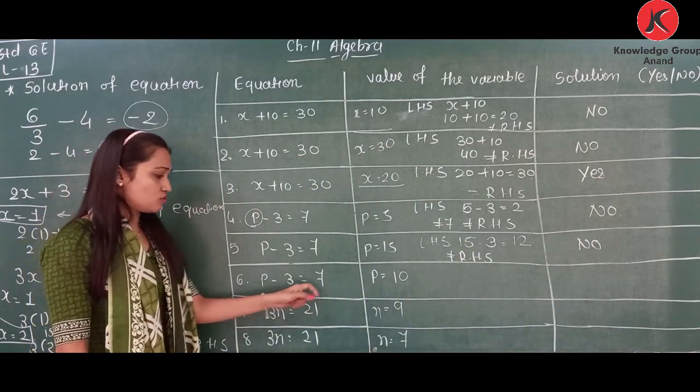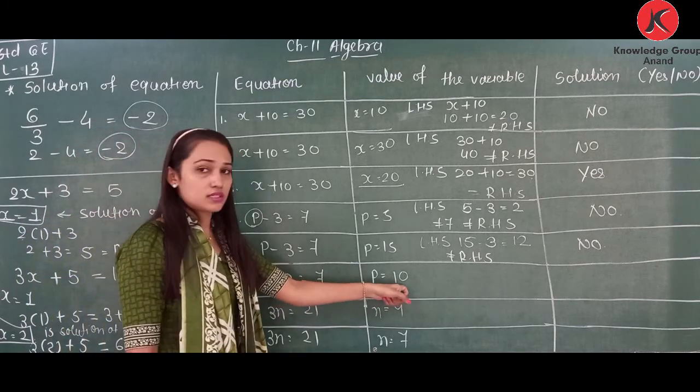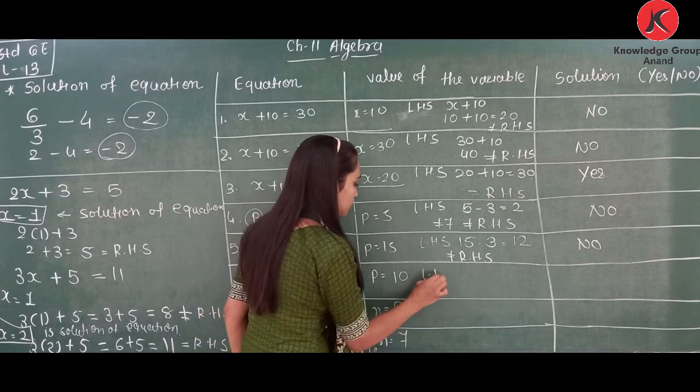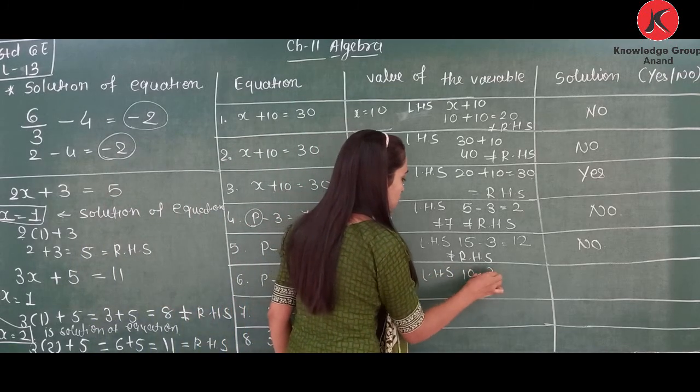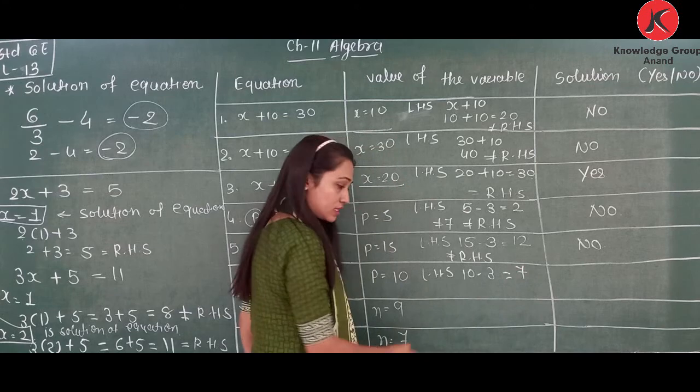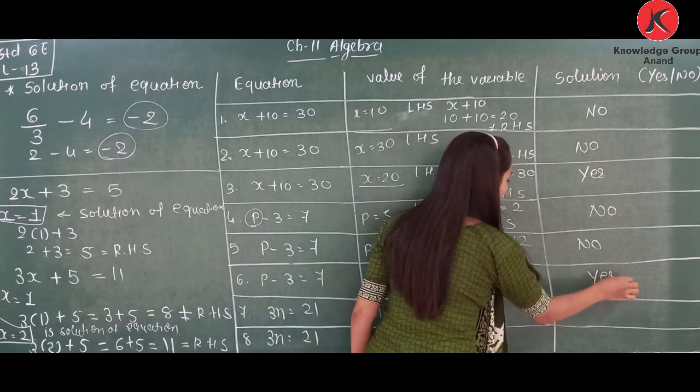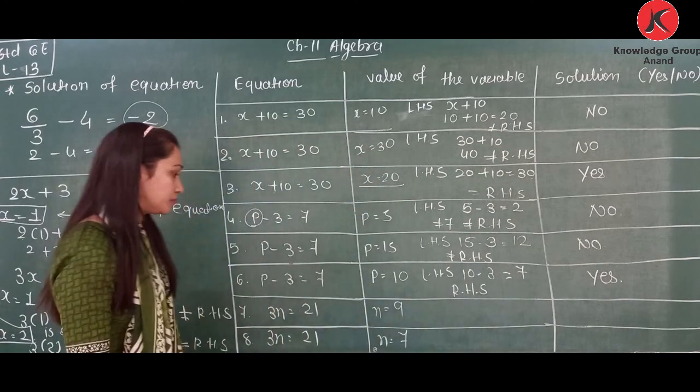Now p minus 3 is equal to 7. Take p as 10. So here we need to write 10 minus 3. 10 minus 3 is equal to 7. That is the right hand side. So yes, it is the solution of the given equation.